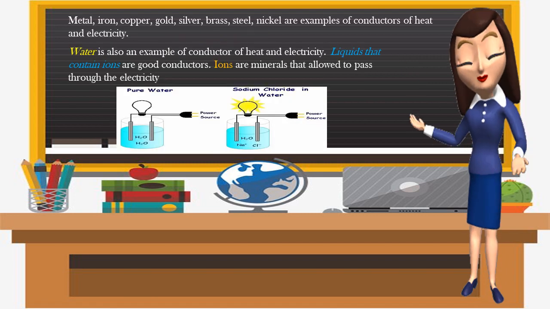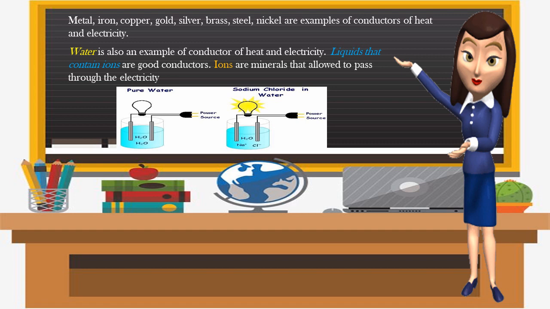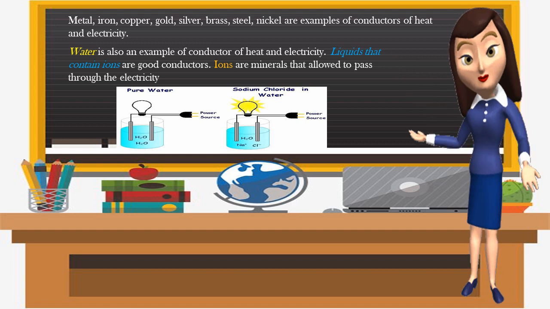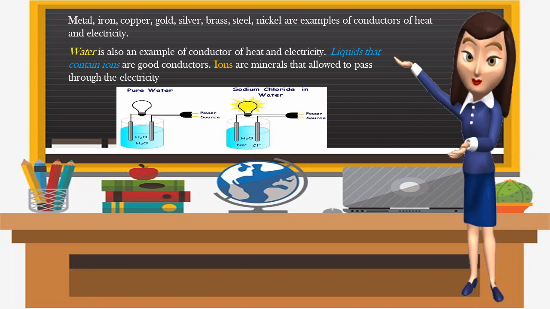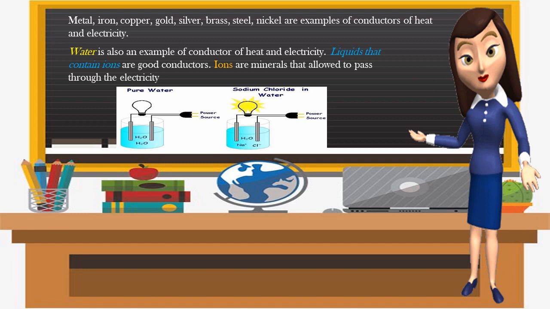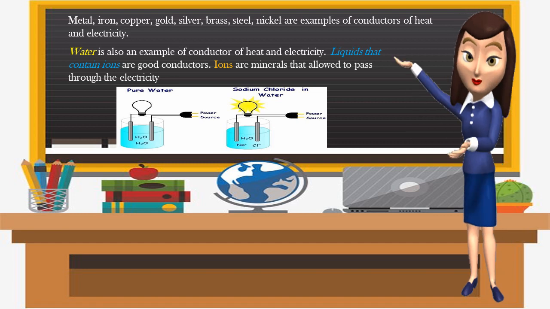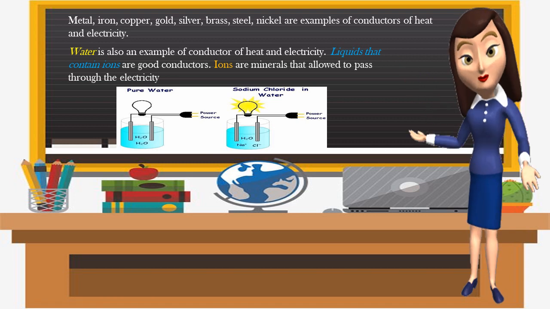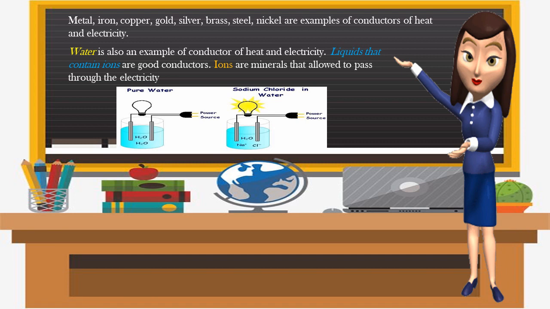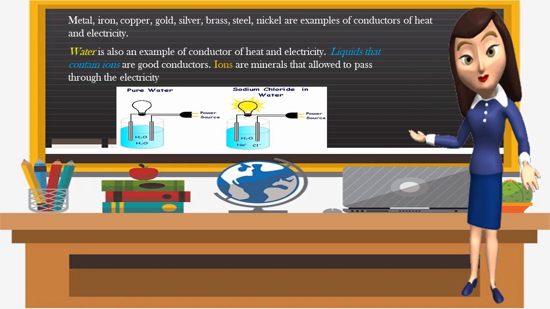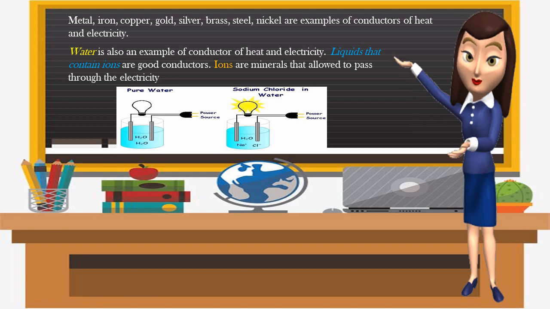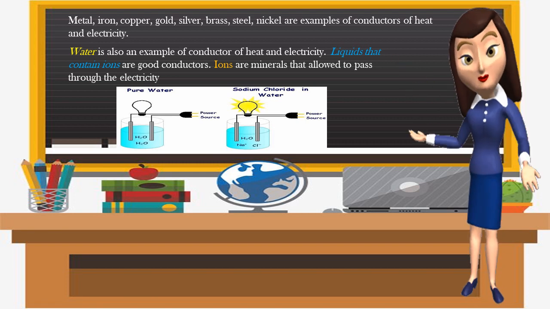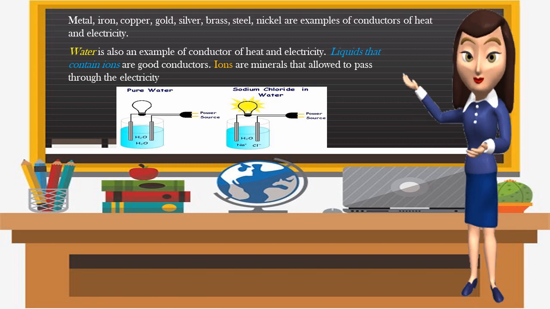Metal, iron, copper, gold, silver, brass, steel, nickel are examples of conductors of heat and electricity. Water is also an example of a conductor of heat and electricity. Yes, ang tubig ay isa ding example ng conductor. Pero hindi lahat ng tubig. Liquids that contain ions are good conductors. Ibig sabihin, yung tubig lang na mayroong ions ang good conductor. Ions are minerals that allow electricity to pass through.